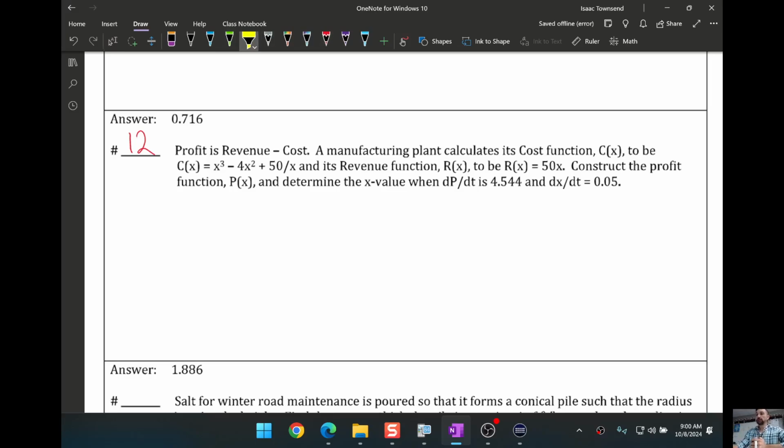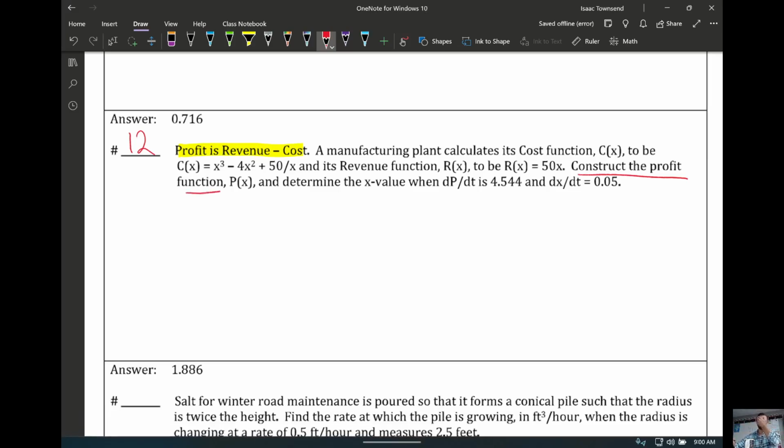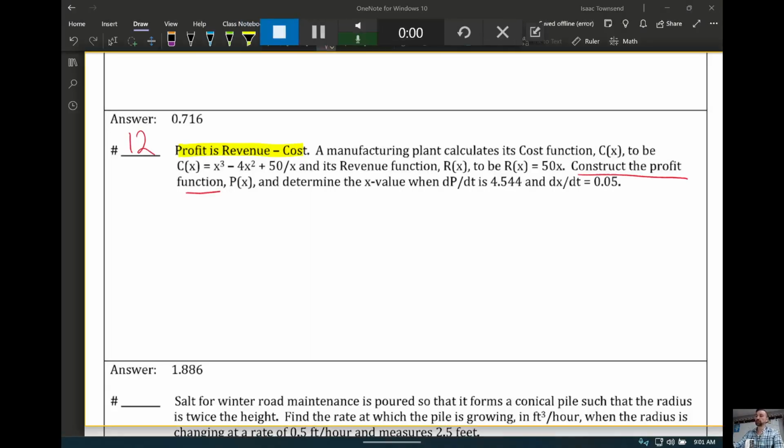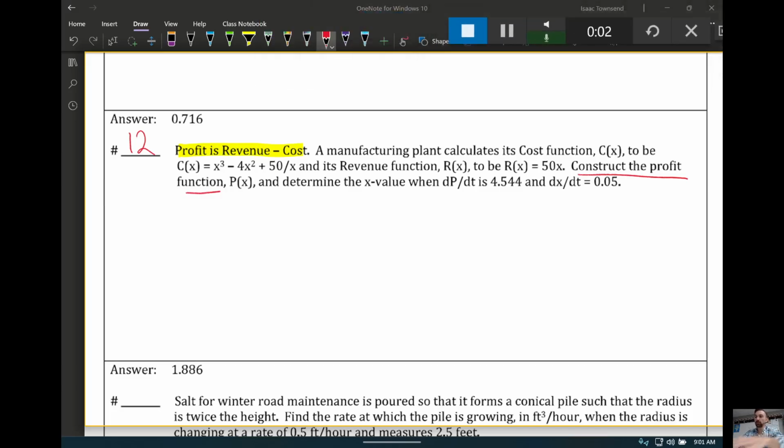So they tell us that profit is revenue minus cost. Here's the cost function, here's the revenue function. We are supposed to construct the profit function. So profit will be equal to revenue minus cost.